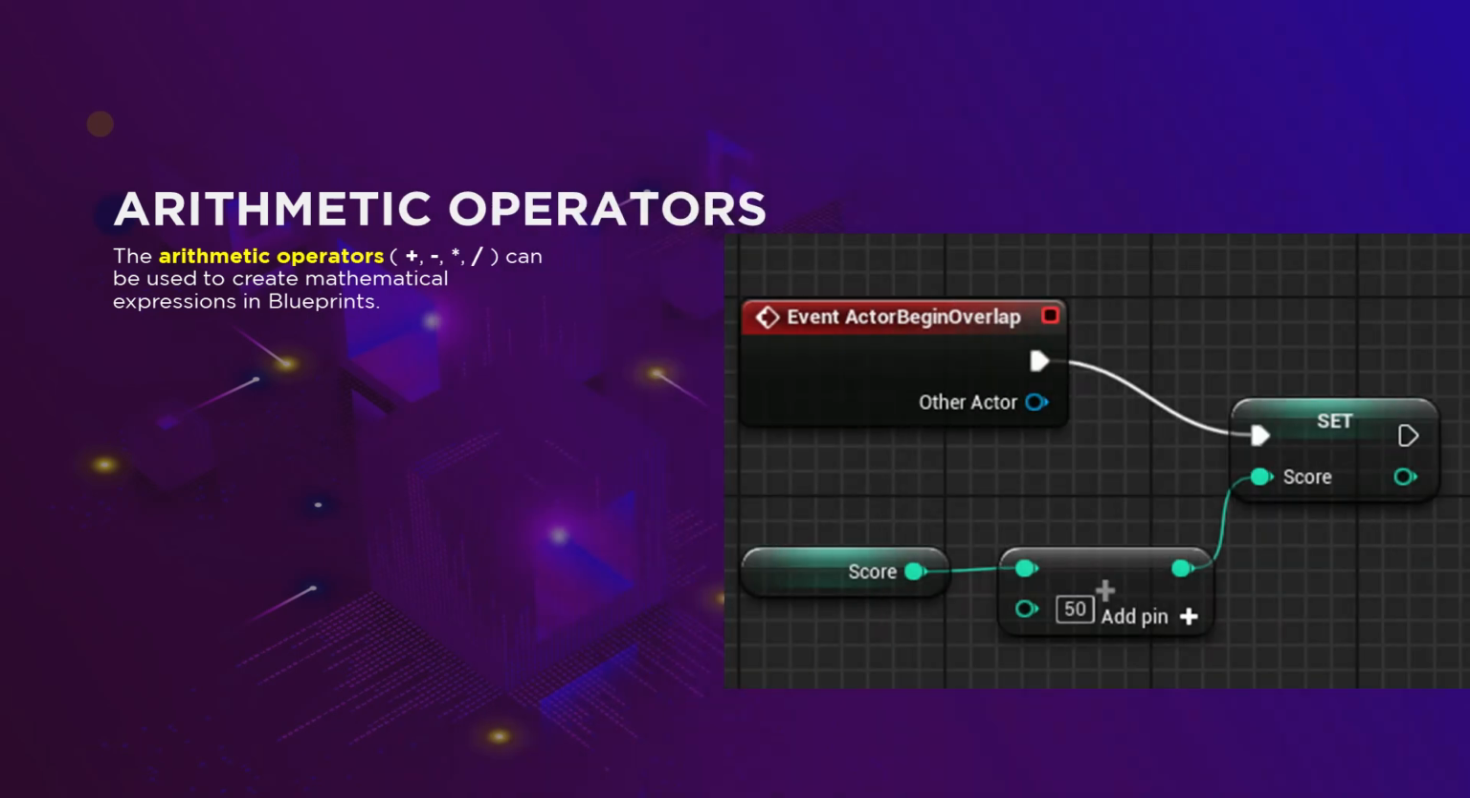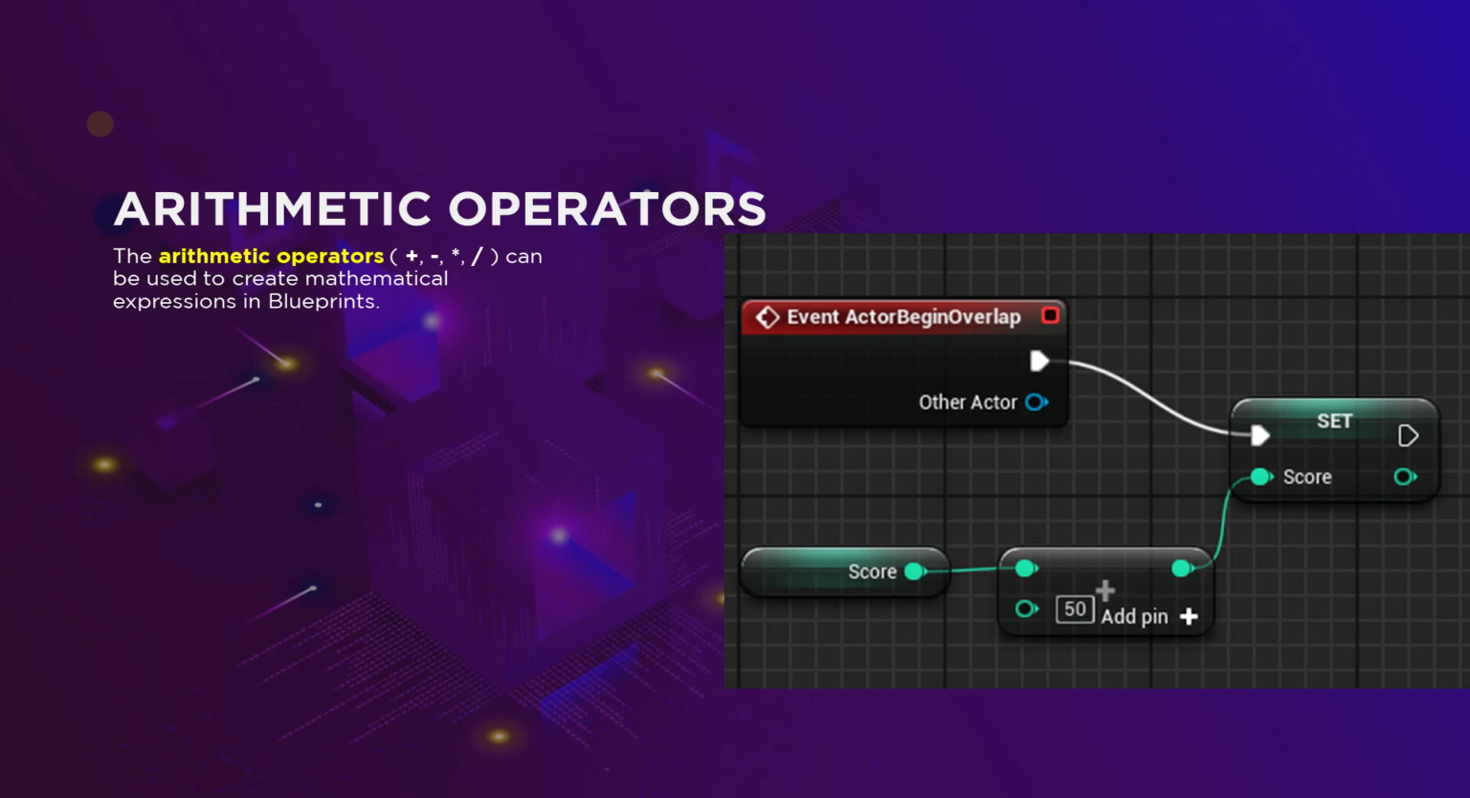Let's talk about operators. There are 3 types of operators: the arithmetic operator, the logical operator, and the relational operator. The arithmetic operators, the plus, the minus, the multiply, and the divide, can be used to create mathematical expressions in blueprints. The image on the right shows a simple expression that adds a value of 50 to the current score variable. Then it sets the newly calculated value in the score variable.